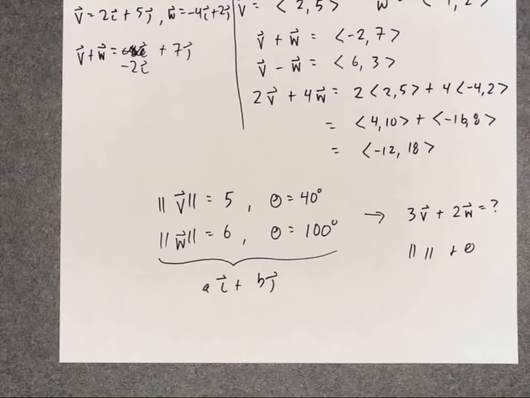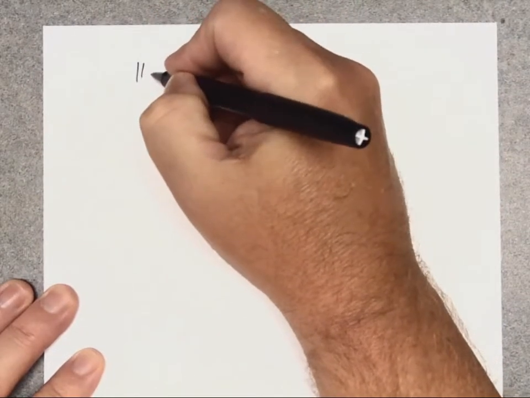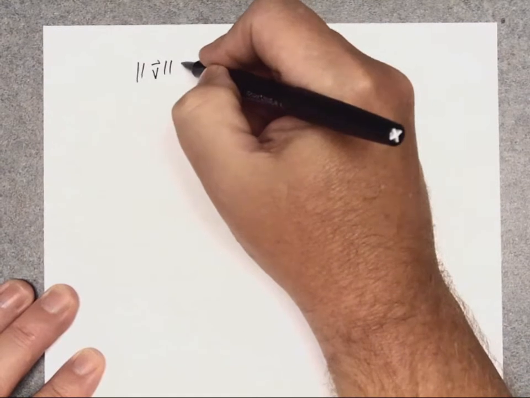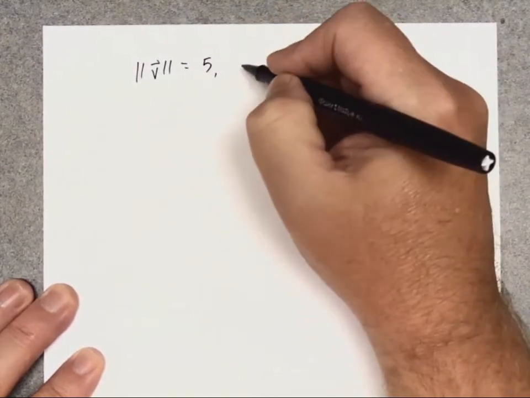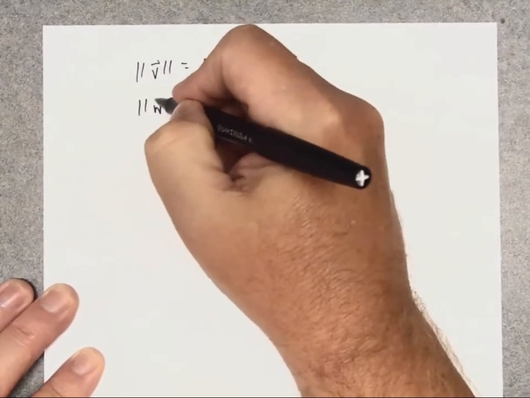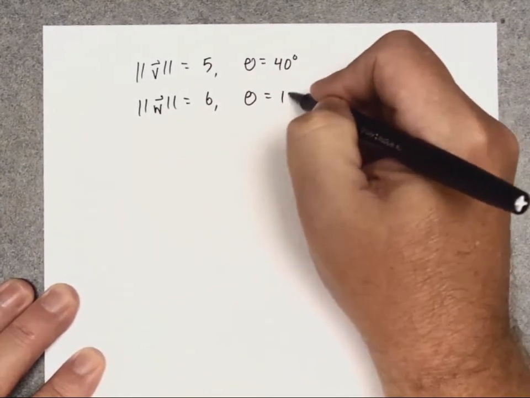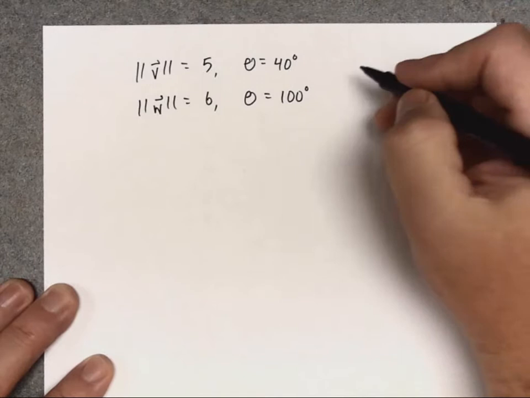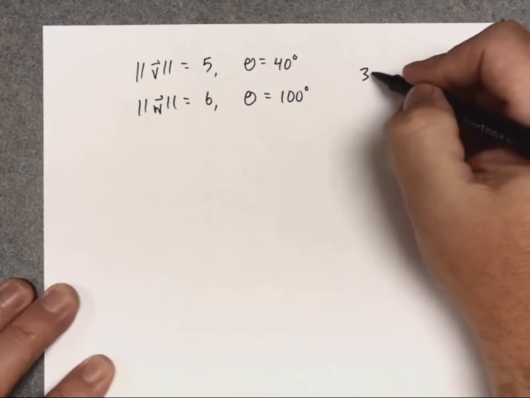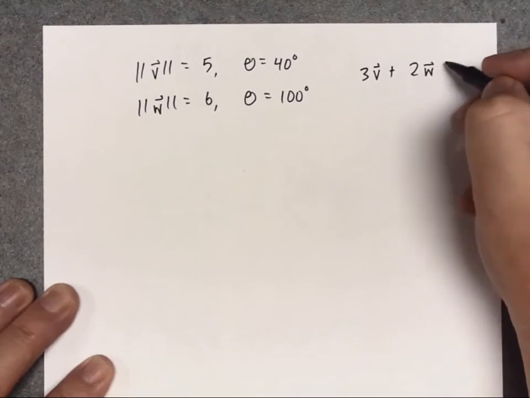So let's go and do this. It's not hard, it's just a little bit tedious. Let me rewrite the problem so it's clear what we're doing here. So here's the vector v, the magnitude I said is 5. The angle is 40 degrees. Here's our second vector w. Its magnitude is 6 with an angle of 100 degrees. And basically what I want to do is take the vector v, multiply it by 3, and add it to the vector w multiplied by 2.